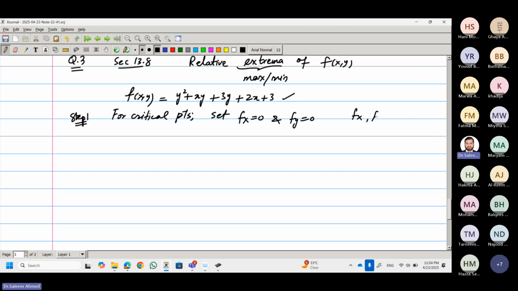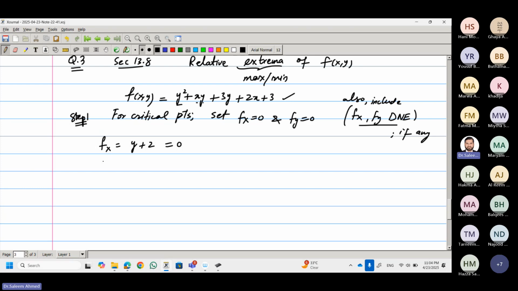You may have points where fx, fy do not exist. That also includes. But for polynomials, it does not apply. If there is any point where my derivative becomes infinity or something, we can include that as well. But first of all, what is fx? The partial derivative with respect to x: 0 plus 1 into y plus 0 plus 2 into 1. That's it. So I will put this equal to 0.